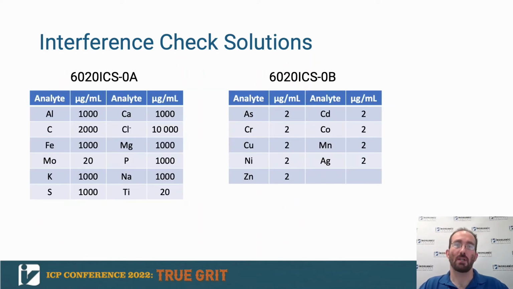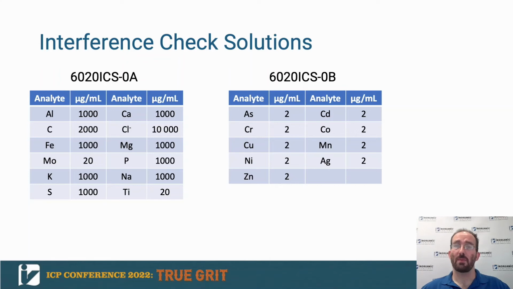Here we have an example of interference check solutions that we offer. As the names imply, these products are explicitly designed for the 6020 method. We do have 3 different versions of these products that are slightly different in order to work with different revisions of the method. There are 2 parts to this process. Part A is a synthetic matrix. It contains analytes that you are not particularly interested in, but need to run in order to get an interference baseline. Part B is a spike solution, and it is full of the analytes that you are interested in.